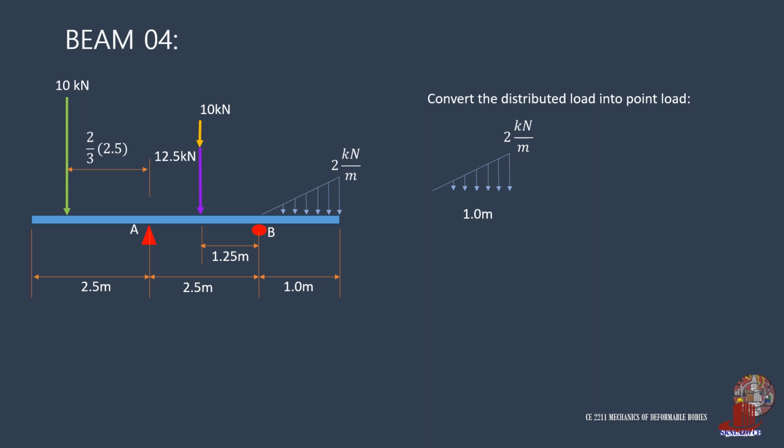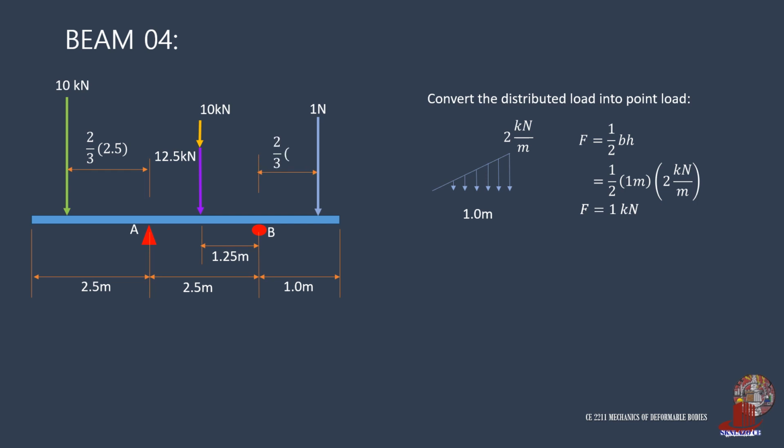The right triangular load can be converted into point load F by multiplying half of 1 meter times 2 kilonewtons per meter, making F as 1 kilonewton. Force F is applied 2/3 of 1 meter to the right of the roller.